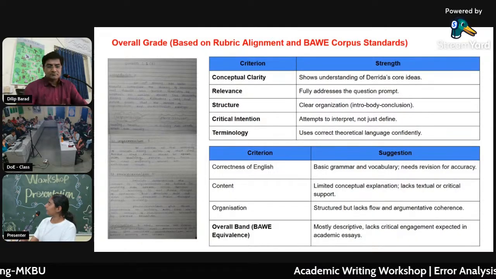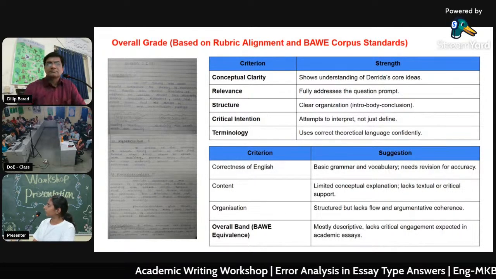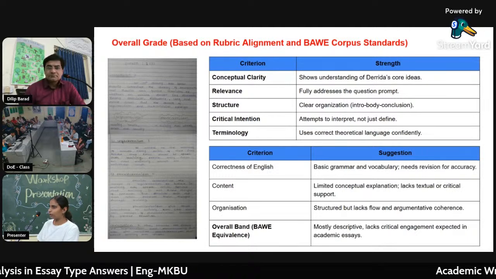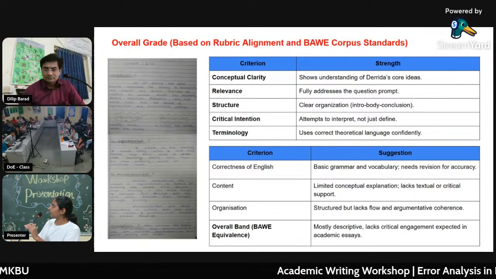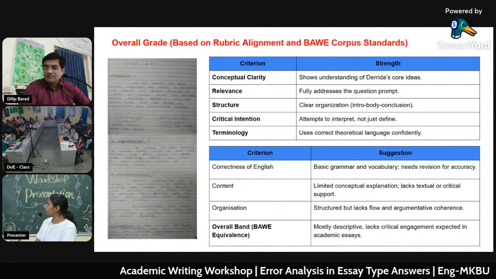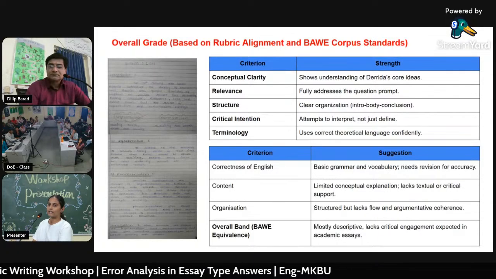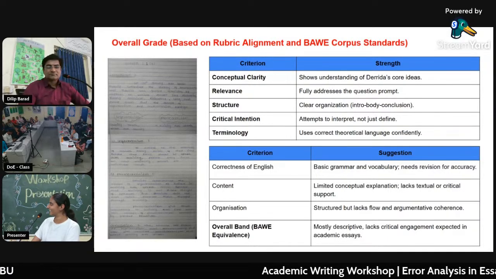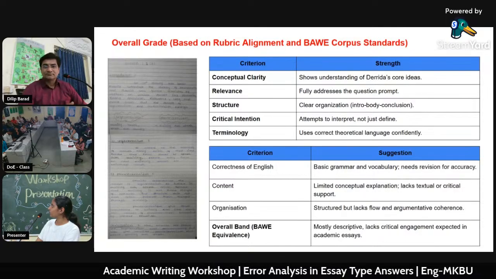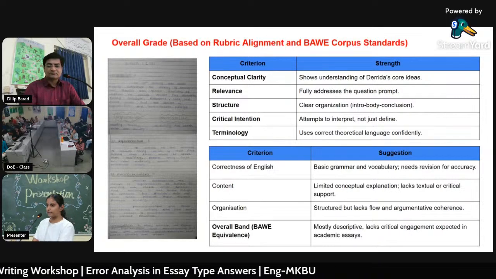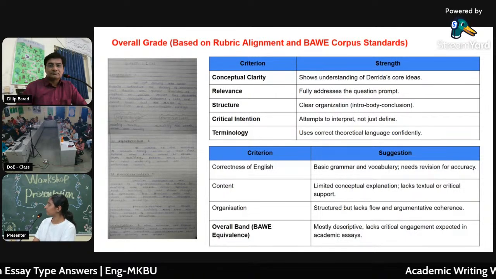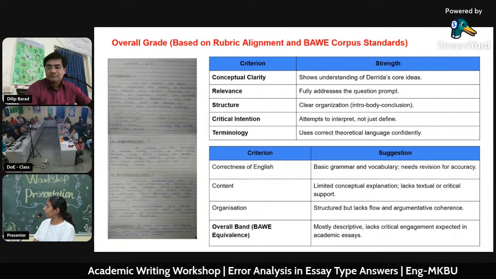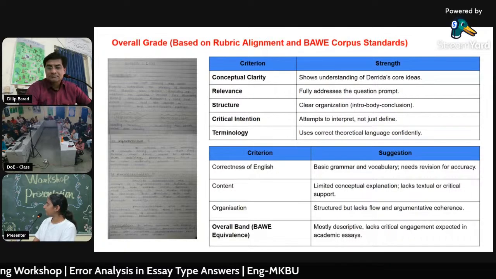In this paper, when we see the strengths, they are conceptual clarity, relevance, structure, and critical intention and terminology. So basically overall it is good. But when we look at the suggestions, there is correctness of English: basic grammar and vocabulary need revision for accuracy. Because when we are writing an answer, we are in a stream of consciousness, so we lack lots of things. Then about content, limited conceptual explanation, lacks textual or critical support. Then organization-wise, there is structure, but it lacks flow and argumentative coherence, and it gives an overall sense that it is mostly descriptive, lacking the critical engagement expected in an academic essay.